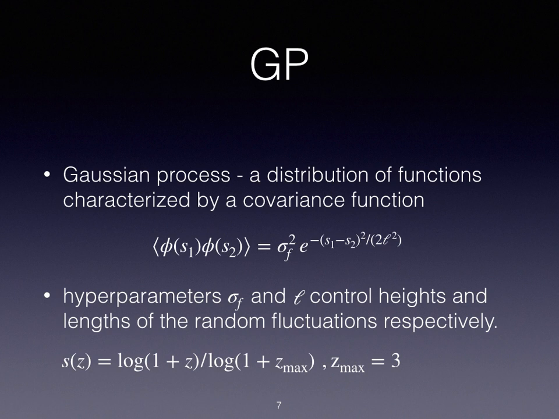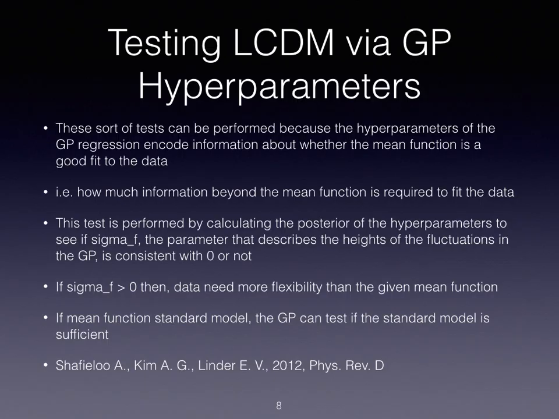Because these hyperparameters encode information about the inferred expansion histories, the hyperparameters must be fit for and cannot be assumed. So it is these hyperparameters that can be used for testing whether the data is consistent with the mean function of the Gaussian process regression. Since sigma f determines the size of the deviations away from the mean function, the test of the consistency of the mean function with the data amounts to testing if sigma f is consistent with 0. So in effect, we calculate the posterior of the hyperparameters sigma f and L and see where the confidence levels end up.